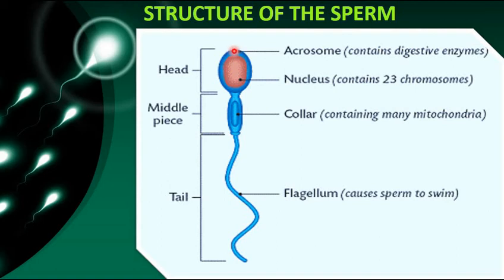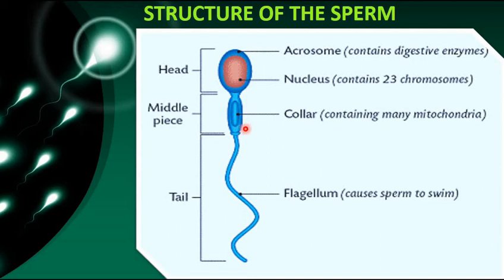The acrosome contains lytic enzymes. These lytic enzymes, their major role is to dissolve the glycoproteins of the egg cell. It will aid the penetration of the sperm. So when the sperm penetrates into the egg, it will allow effective fertilization to occur.